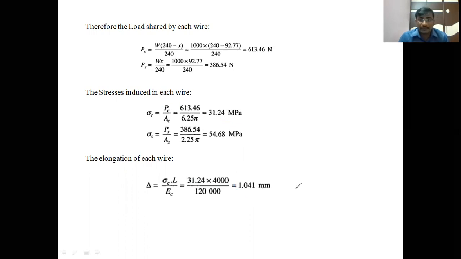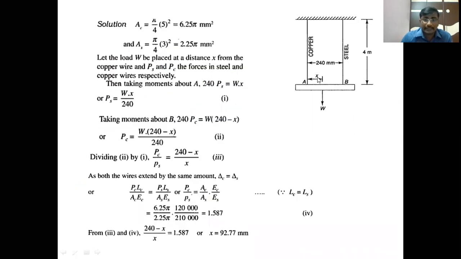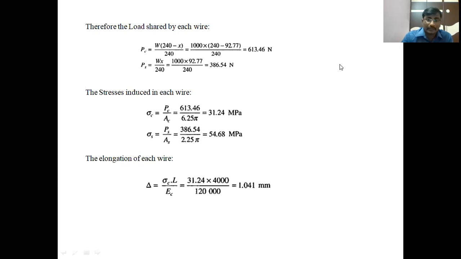Here, if you apply the load of 1000 newtons at the distance of 92.77, each wire elongates by the same value, that is 1.041 mm. Clear, students? These are the problems under composite section. Next class we go for temperature stresses in members.